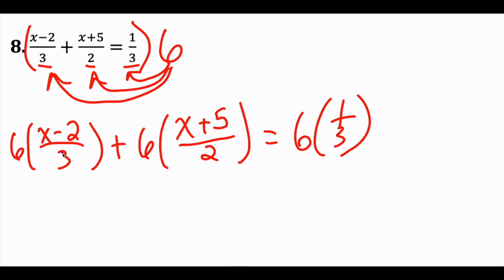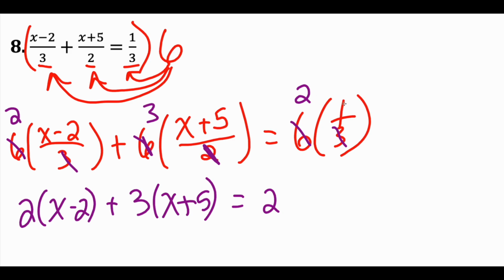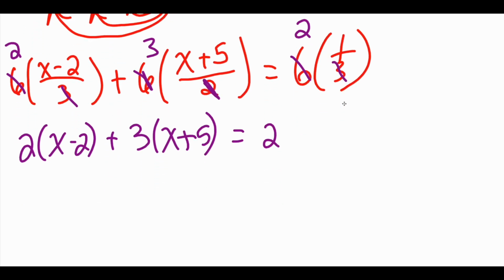All right, so over here, 3 goes into 6 2 times, so I'm left with 2. And again, you could just distribute this through in that step. I'm going to show it in a separate step. Over here, 2 goes into 6 3 times. So I have 3 times x plus 5. And then over here, you could use your calculator on this. 6 times 1/3 is just 2, or again, 3 goes into 6 2 times. 2 times 1 is 2. However you want to look at that, you'll get the same answer.